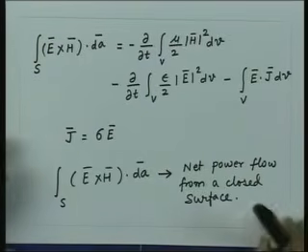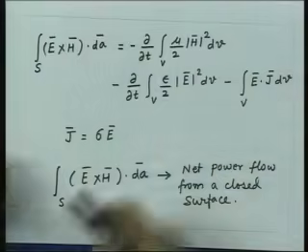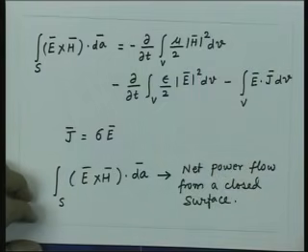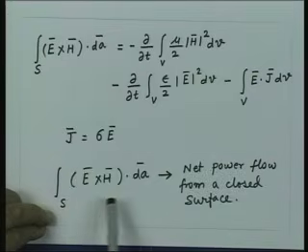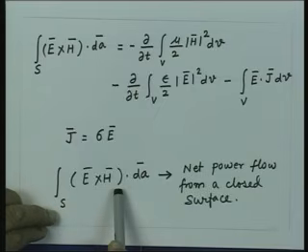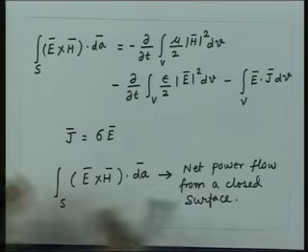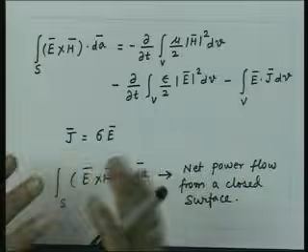So, we find a very important thing just by doing simple vector manipulations. As we have done, we started with a vector identity, substituted the Maxwell's equations in that vector identity, and from there we find something interesting: that the surface integral of E cross H over a closed surface gives me the net power flow associated with this electric and magnetic field. This statement is called the Poynting theorem.